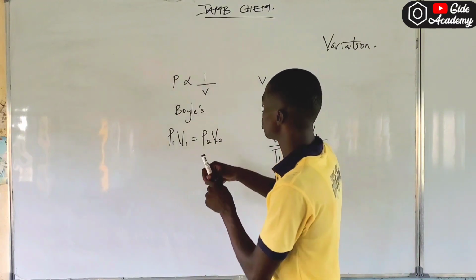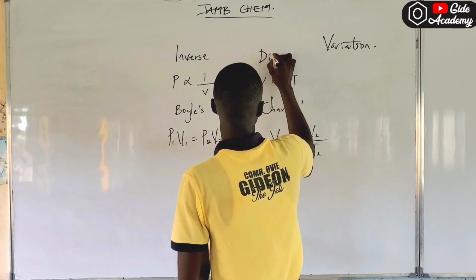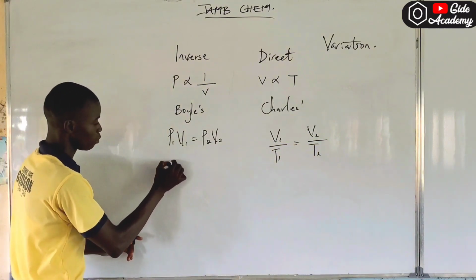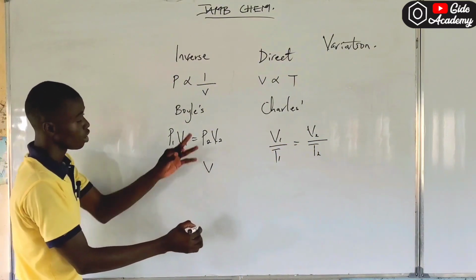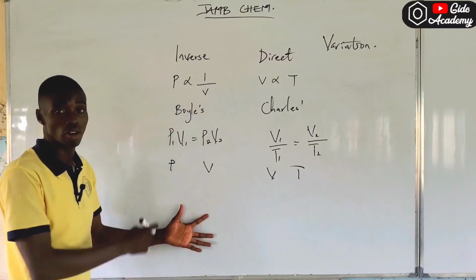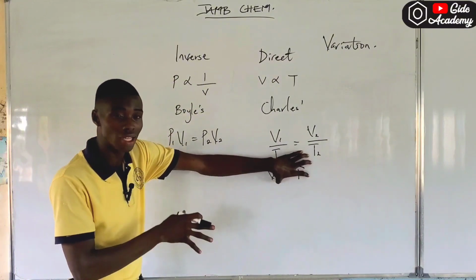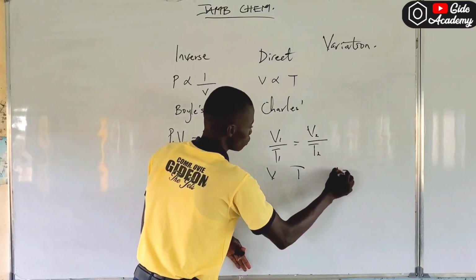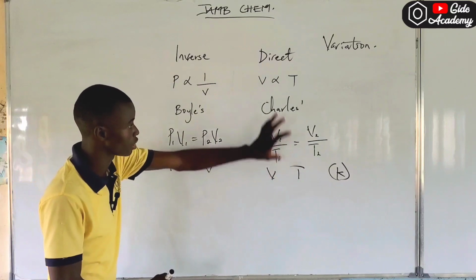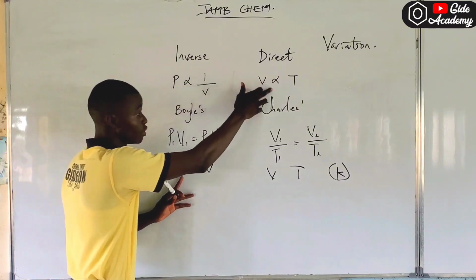If it is an inverse variation, first of all, let me write inverse here. This is an inverse variation, while this very one here is a direct variation. Now, please look up. Boyle's law is talking about pressure and volume, while Charles' law is talking about volume and temperature. In Boyle's law, temperature and number of moles are kept constant, while in Charles' law, the temperature is usually in Kelvin, which is absolute temperature, and pressure and number of moles are kept constant. So please look up. This is an inverse variation, while this is a direct variation.